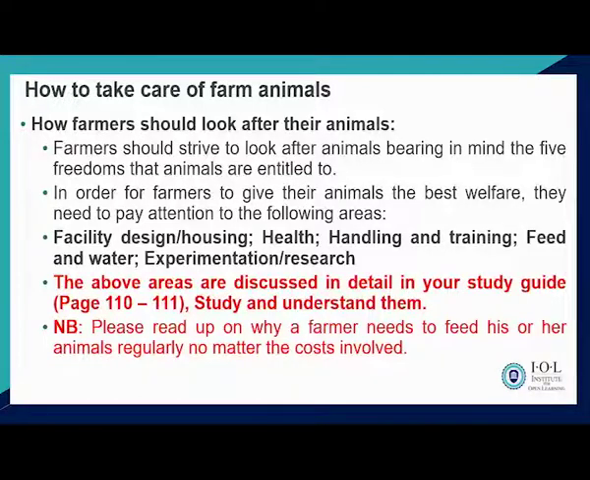Another important thing to note is that you need to read up on why a farmer needs to feed his or her animals regularly, no matter the costs involved. As a farmer, you need to feed the animals on a regular basis, regardless of the cost involved. You can't say the feed is too expensive, so you won't feed the animals. You must make a plan. You guys also need to read up on that.